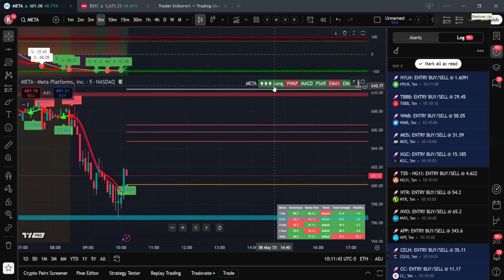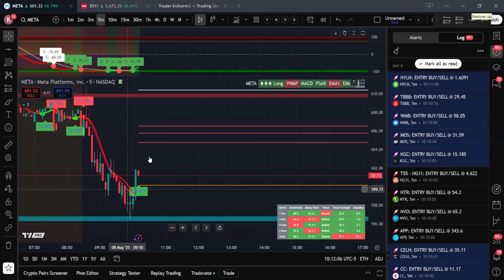Meta overall, it is telling it is good for a long. Your MACD, PSR, EMAs, everything is green. It touched the support line and then started going up. So minimum it may go all the way here. If it breaks these levels, it can go back all the way to the top. So that's why, because the market is a little slow today, we got the bull puts instead of buying calls. There is a high possibility for Meta to go all the way to 604. Minimum 604. If it breaks 604, it can go back to 610.